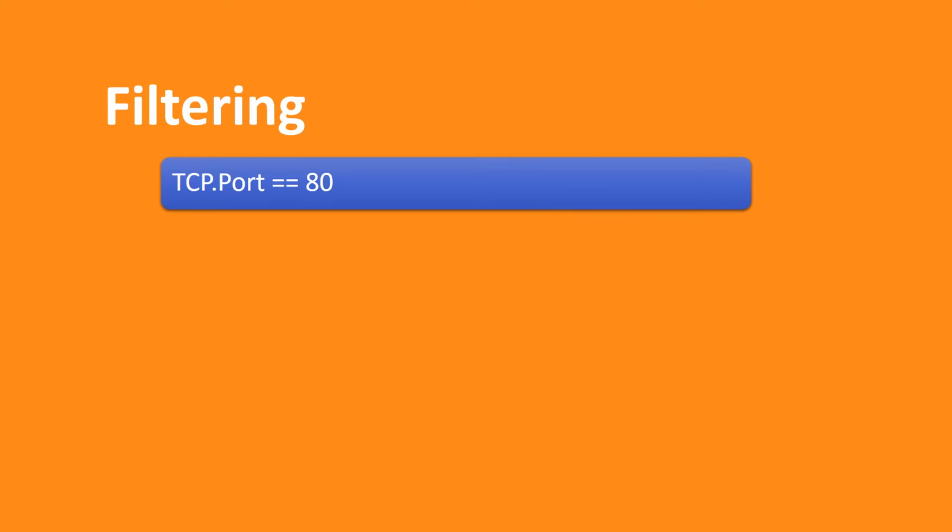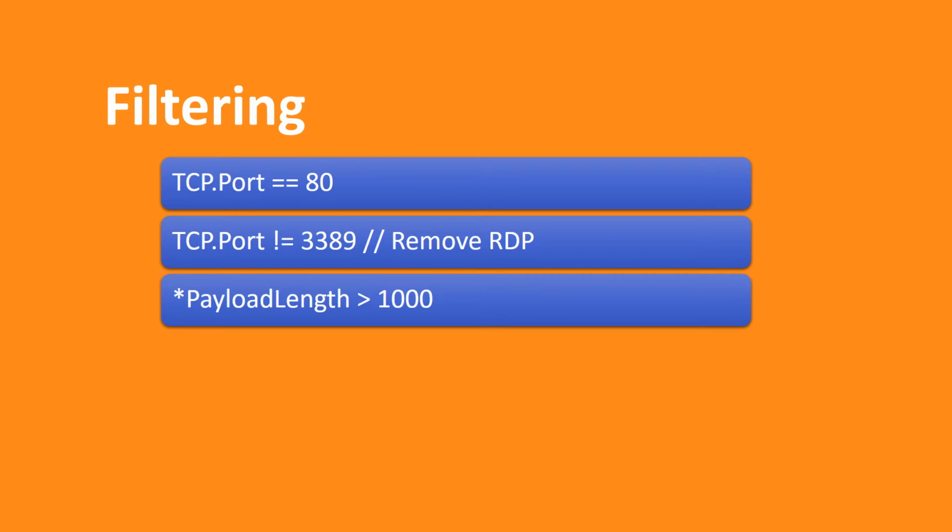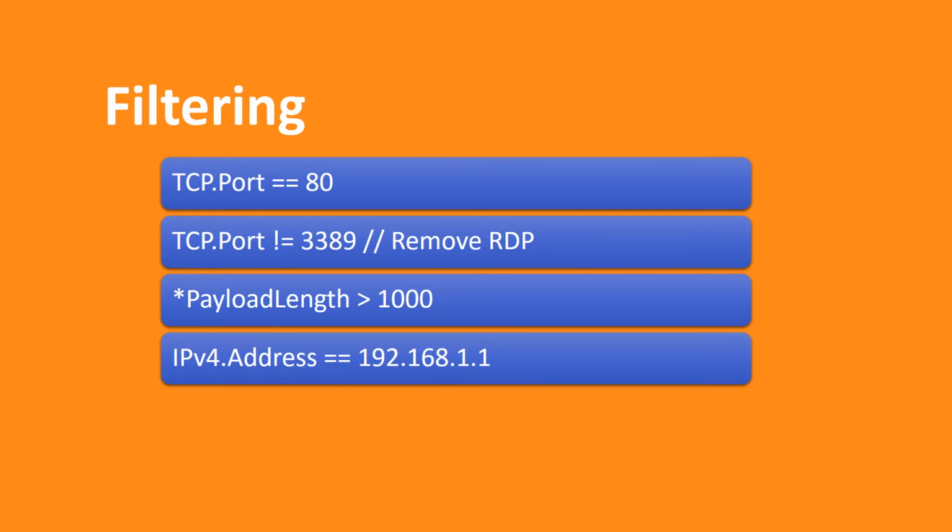Filters take many forms, as in this example, it finds port 80 traffic. In this next example, we remove traffic, and we add a comment. There are different operators, like greater than. And as well, there are different types, like an IP address on the right side.